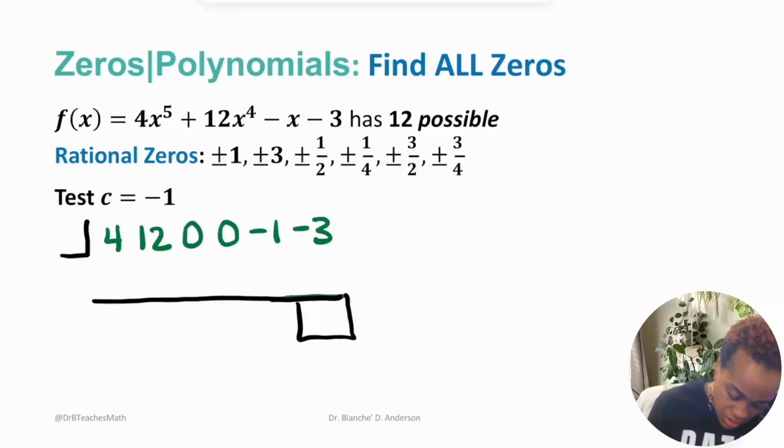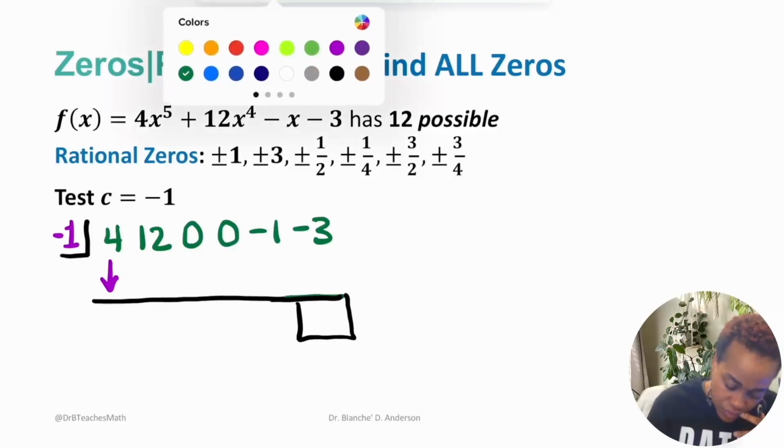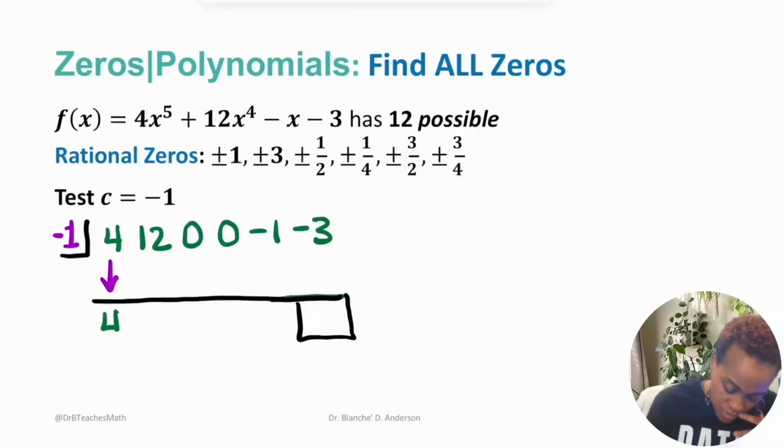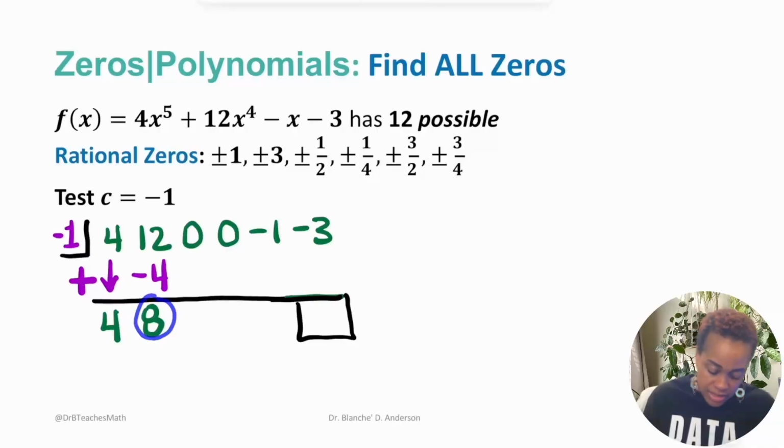And then let's get our C value of negative 1. Remember, first number comes down. So far, so good. So we have 4. And we're going to take 4 times negative 1, which is negative 4. And then everything's added. So 12 plus negative 4 is going to give us 8, right? So far, so good. And then 8 times negative 1 is going to be negative 8.